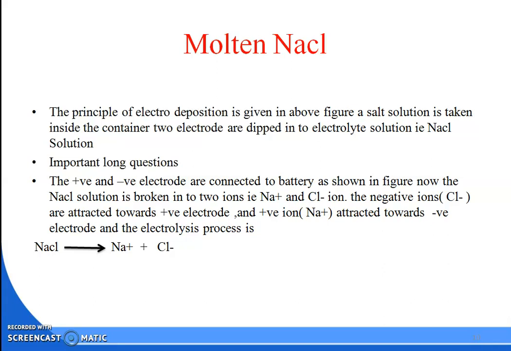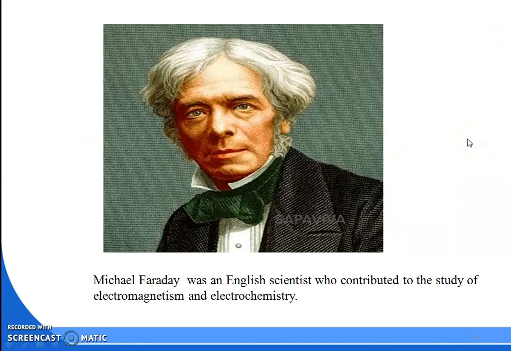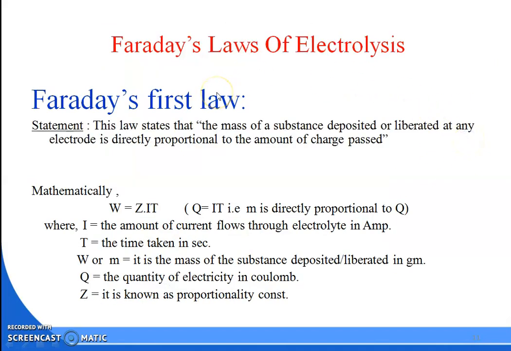The negative ions, that is the Cl minus, are attracted towards anode, and the positive ones, that is Na plus, are attracted towards cathode. Then that electrolytic process is NaCl gives Na plus plus Cl minus. So here this relationship is a result of Faraday's law of electrolysis. So what is this? Faraday's law of electrolysis.